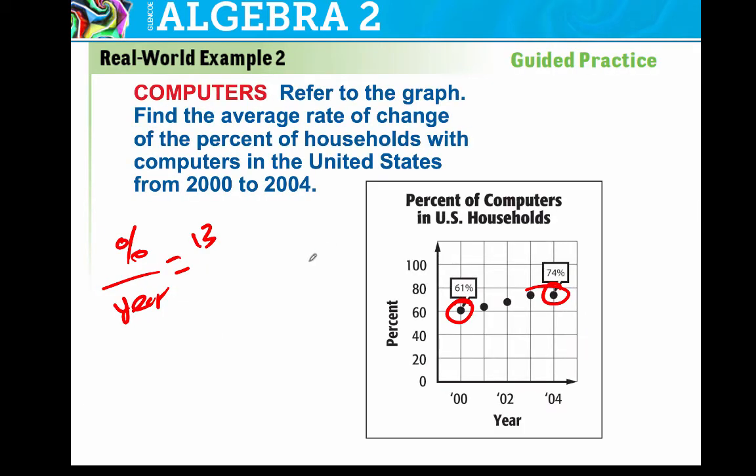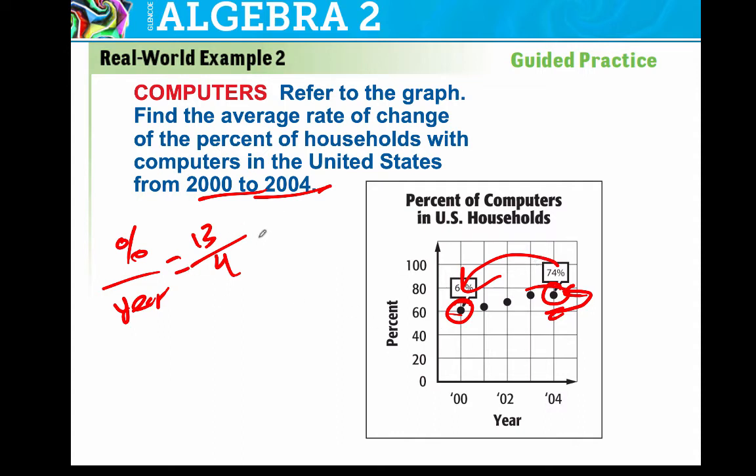So this is 13%, and then it's over 4 years. So again, we're subtracting in this direction, and then we're subtracting this direction, right? To see how long we're going here. Wait a second here. This is going the other direction. Find the average rate of change of the percent of households with computers. Oh no, they just changed this the other direction.